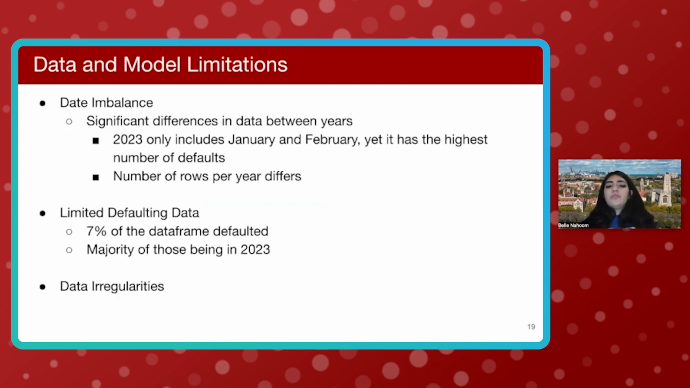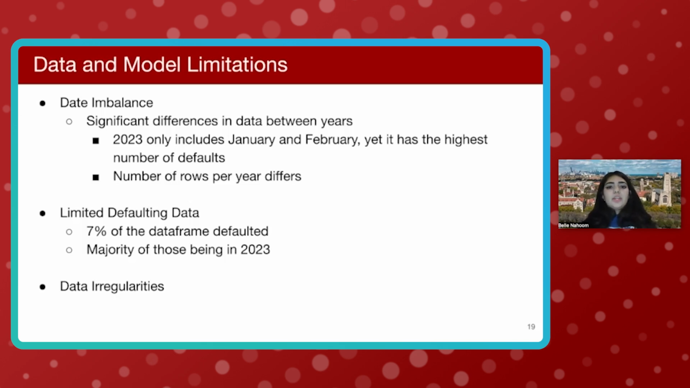In 2023, we found that with only 2 months of data, it had a far higher defaulting rate than any other year. That period of time had a defaulting rate of 14%, whereas the amount of defaulters across all the years in the entirety of the dataset was 7%. We found that the data was severely imbalanced, and for that reason, we believe that the year could not be used as a predictor unless that imbalance is dealt with.